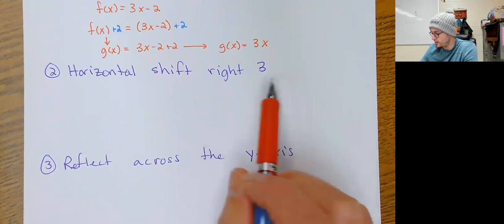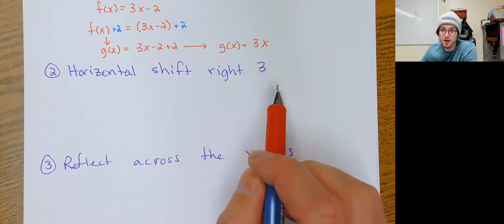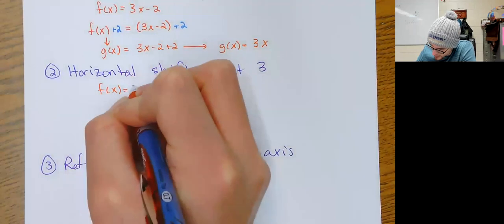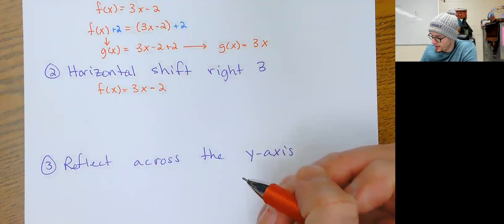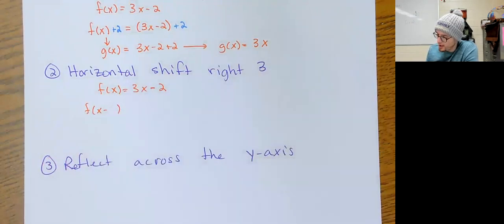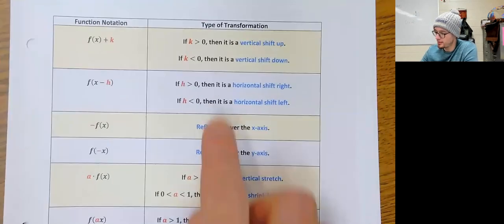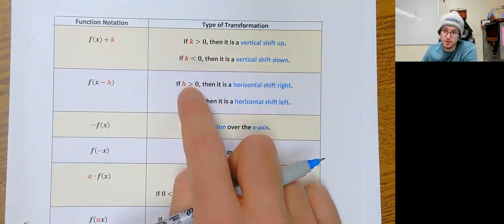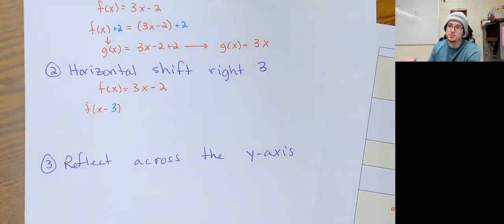Horizontal shift right 3 means we're going to subtract off a positive 3 on the inside. So we're going to start with f of x equals 3x minus 2, and we are going to subtract a positive 3, because that's what it means to go to the right. If we go to the right, that means h is greater than 0. So 3 is greater than 0, so minus positive 3, which is the same as minus 3. But the point is you're subtracting a positive number.